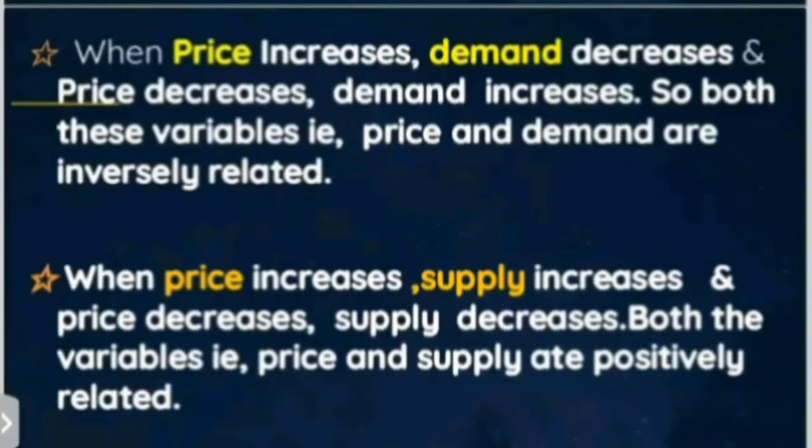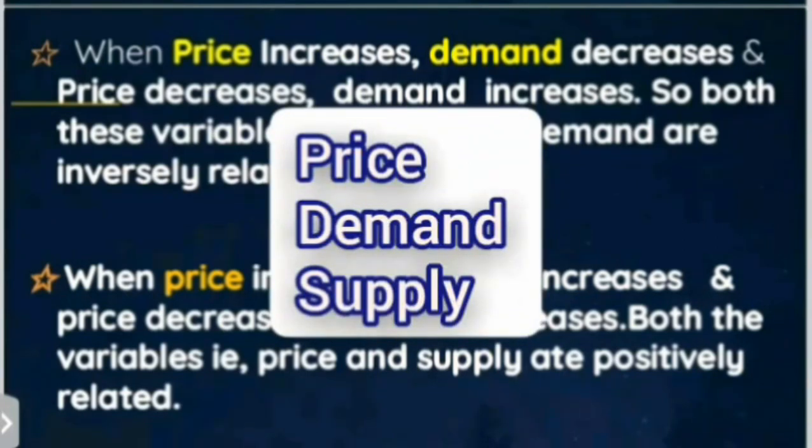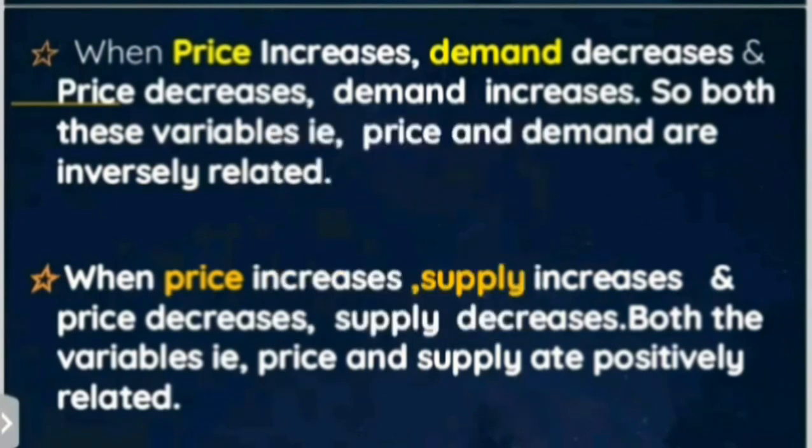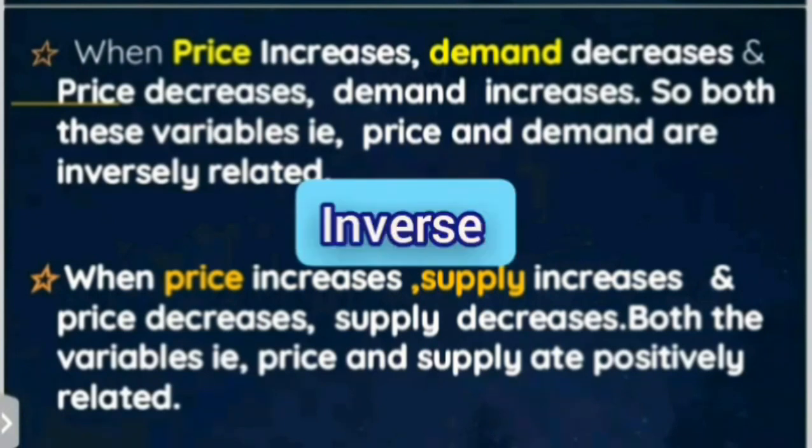Now let us look at some more examples of correlation analysis. Here I took the relationship between price and demand, and price and supply. So here our variables are price, demand and supply. Since we all are commerce aspirants, I hope you are all very familiar with how these variables are related to each other. Now let us take our first example, the relationship between price and demand. The relationship between price and demand is always inverse, that is, opposite. When the price increases, demand decreases. When the price decreases, demand increases. So these variables are inversely related.